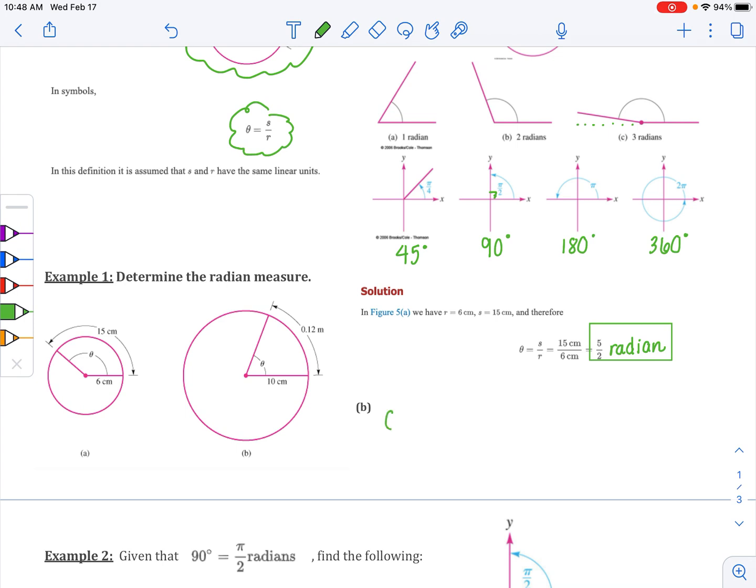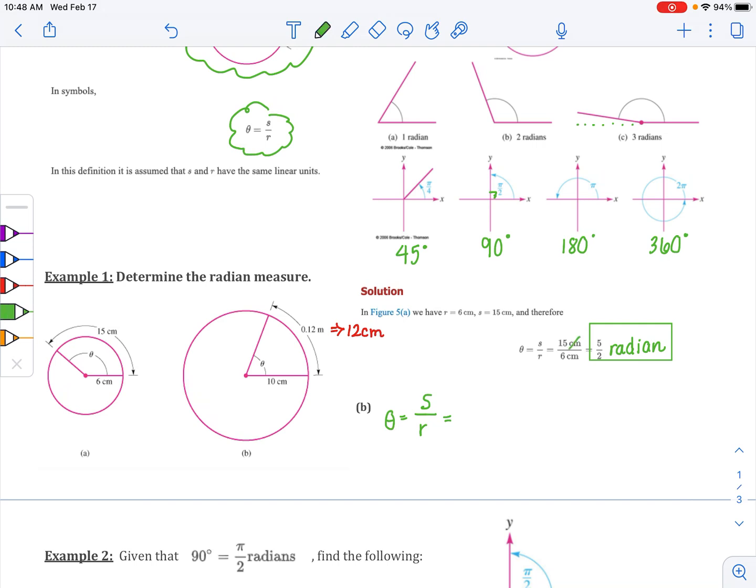Part B, we're going to do the same formula. So theta is going to equal my arc length over the radius. Looking at this one though, our arc length is 0.12 meters. Our radius is 10 centimeters. So we need to convert those. It doesn't matter which one. I'm just going to convert my 0.12 meters to 12 centimeters, because you do need the same units.